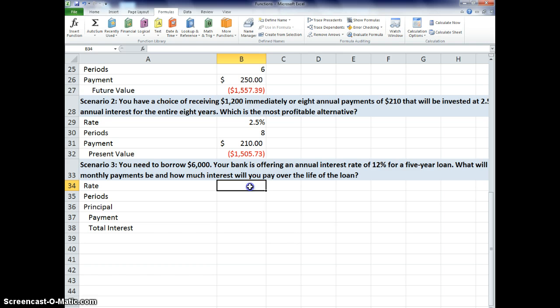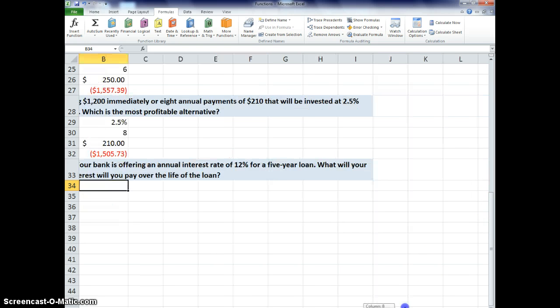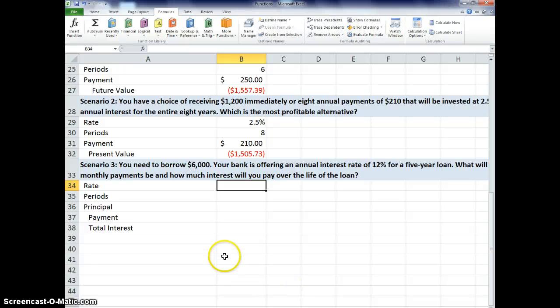Last scenario. You need to borrow $6,000. Your bank is offering an annual interest rate of 12% for a 5-year loan. What will your monthly payments be, and how much interest will you pay over the life of the loan?